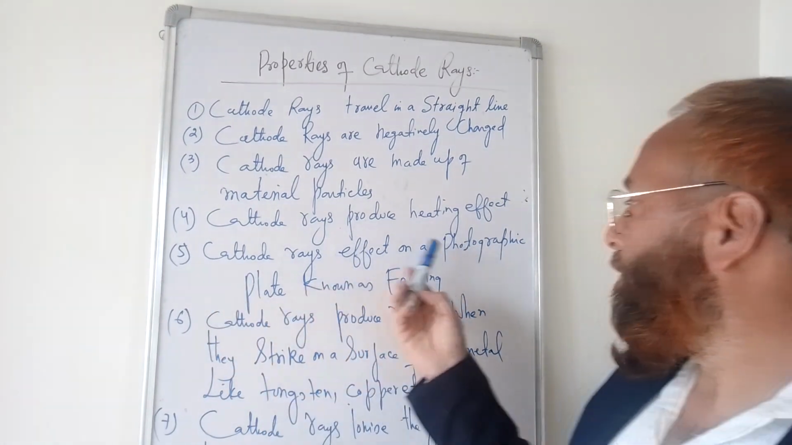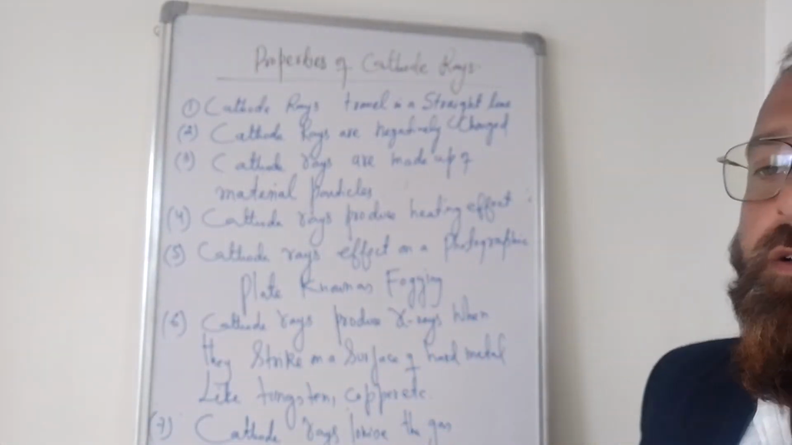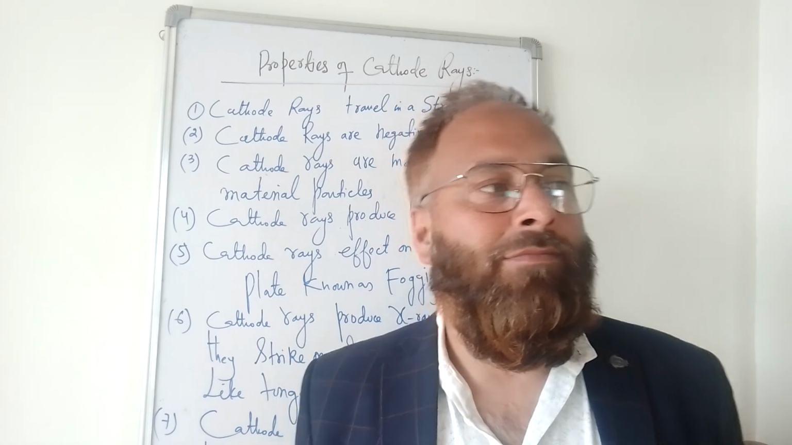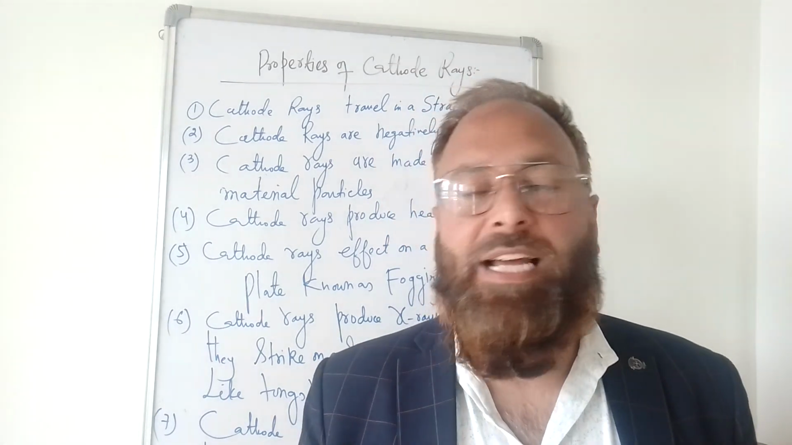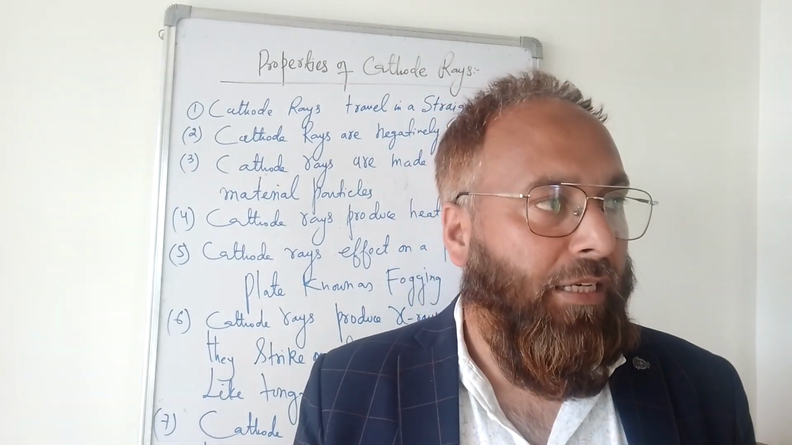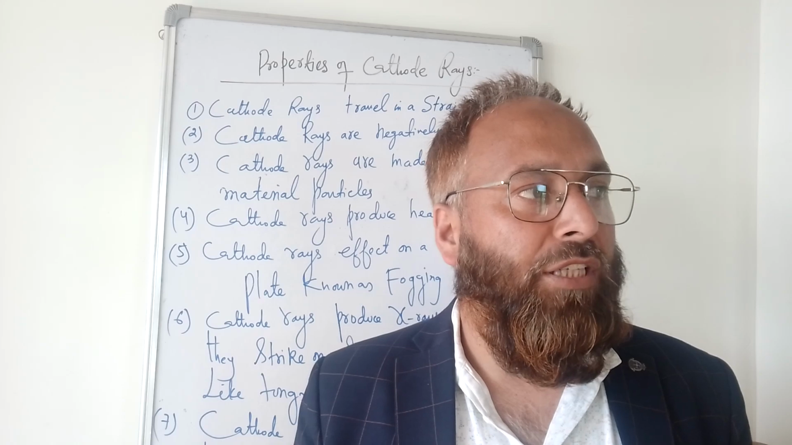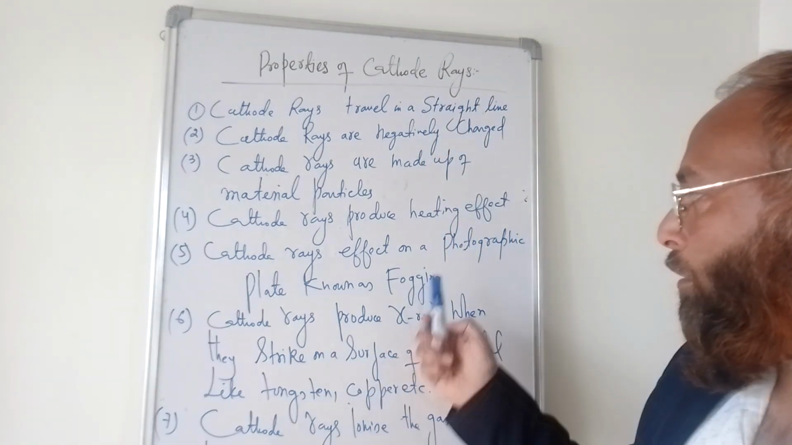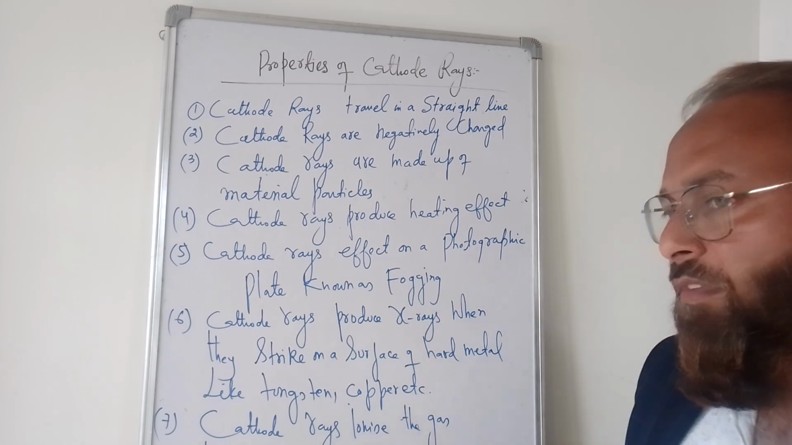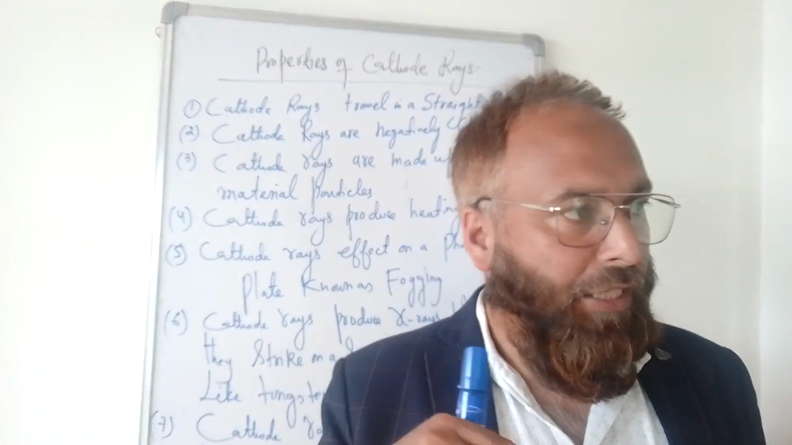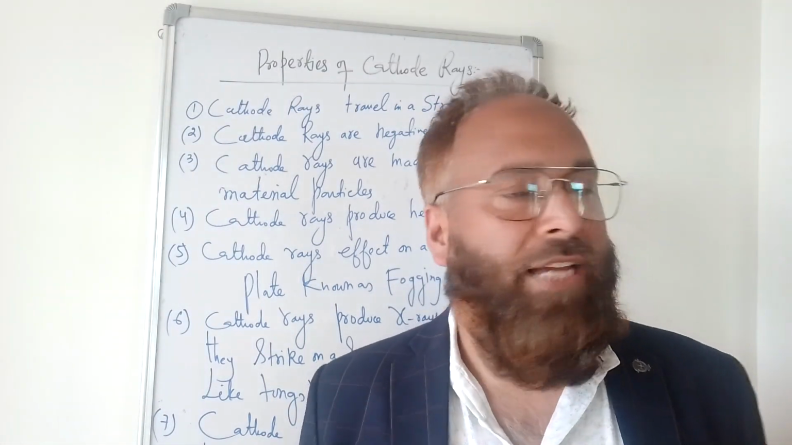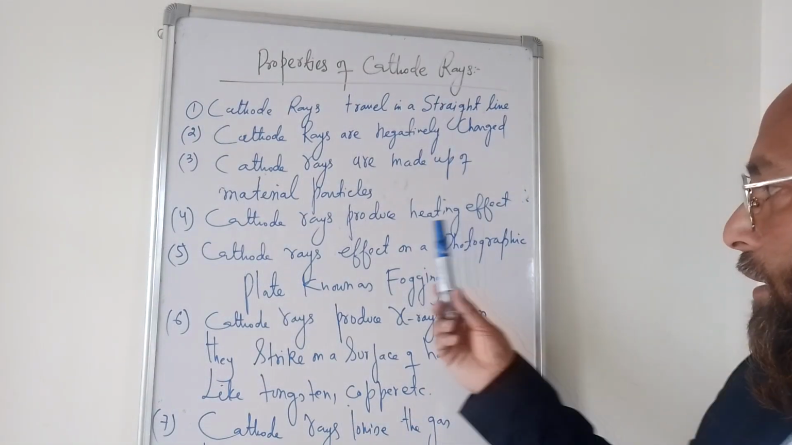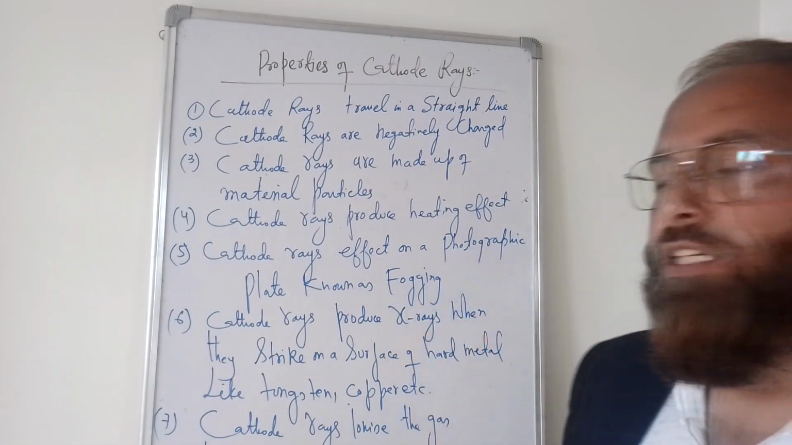Fifth is the effect of cathode rays on a photographic plate, known as fogging. J.J. Thomson used a photographic plate in the cathode ray discharge tube experiment. The photographic plate is kept in the path of the cathode rays, and they show an effect there, which is known as fogging.